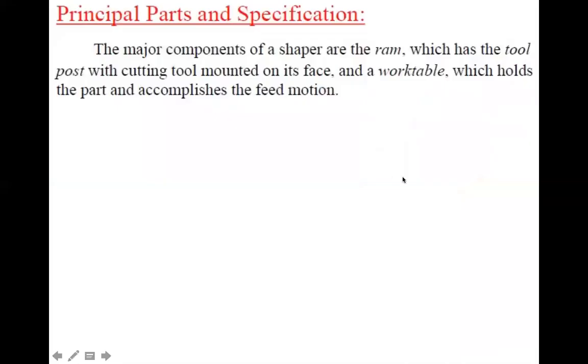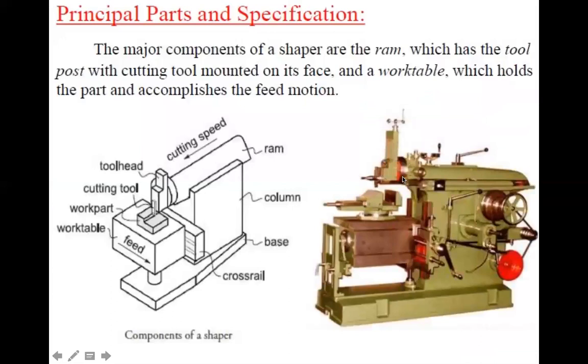So coming to the principal parts, the different parts. This is the typical lathe machine, your shaper machine. This is a table. In the previous slide, you've seen only this portion. There is a ram, and this ram consists of a tool post, and this is a workpiece. This is the typical line diagram of a shaper, and this is the actual image of the shaper, which is available in your workshop, in your machine shop.